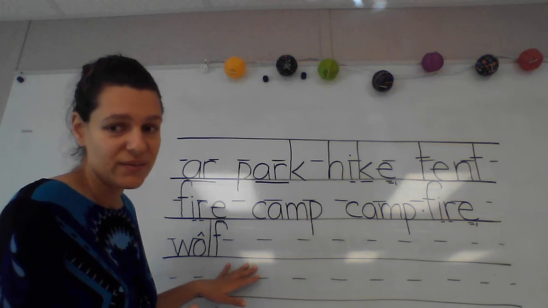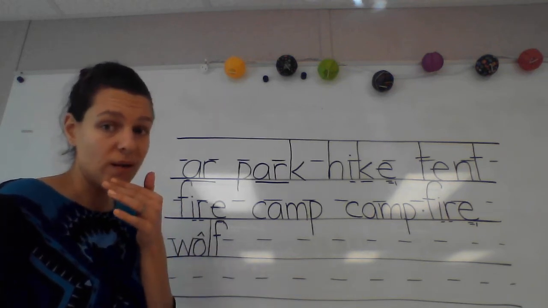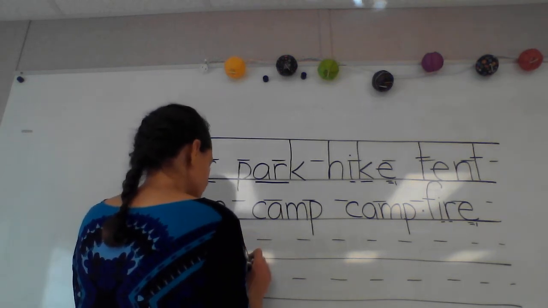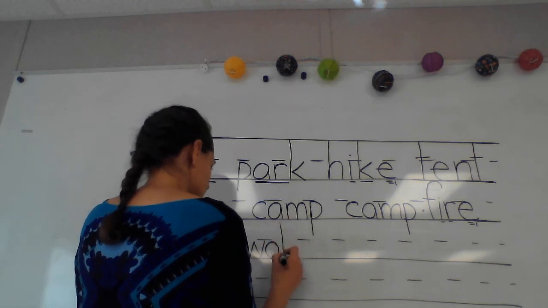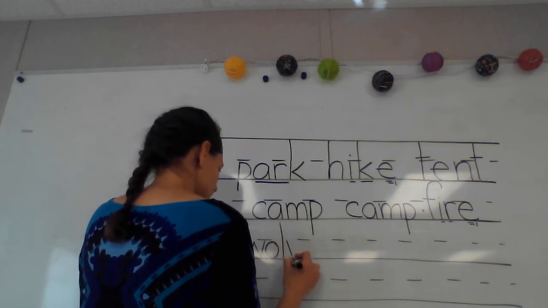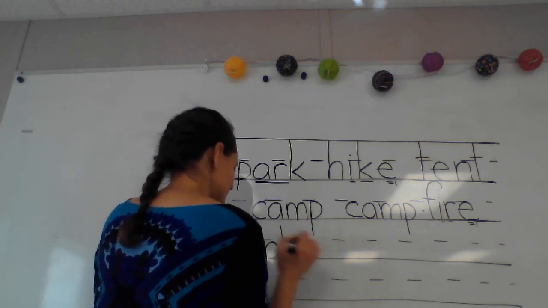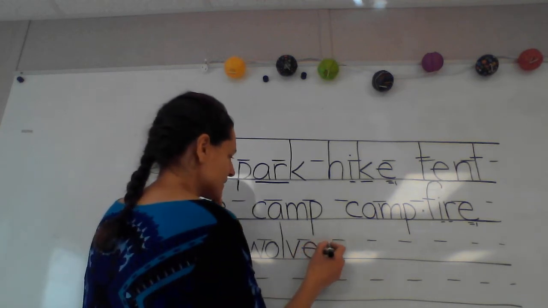All right, class, put your finger under the first phonogram in that word, wolves. What do I need to write to spell it? Good. W, A, O, V. Silent E, Z. Which Z is it? Good. Z.